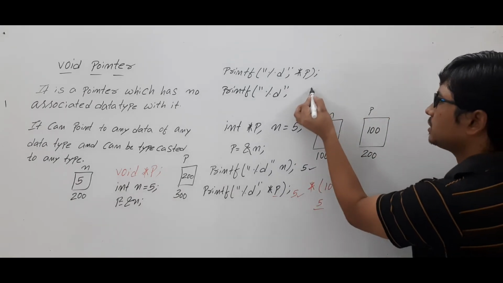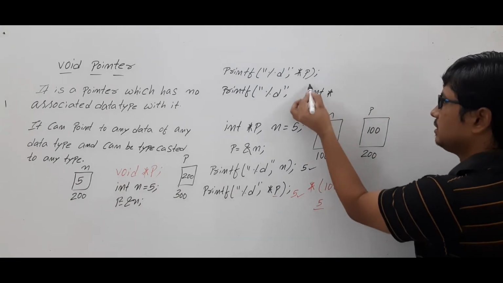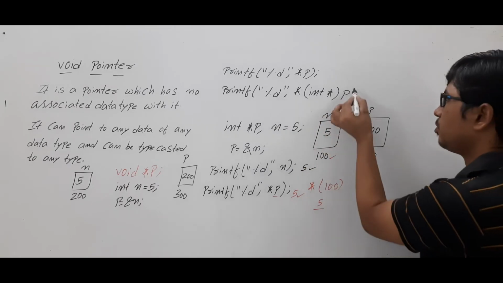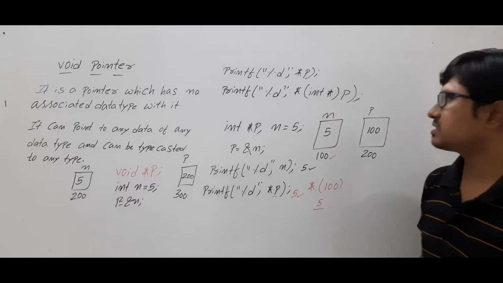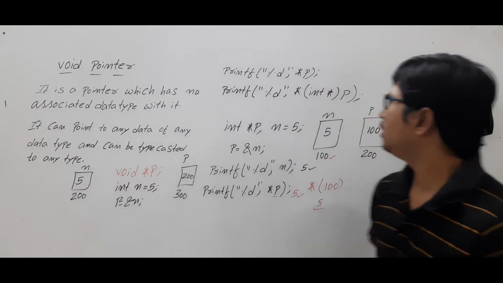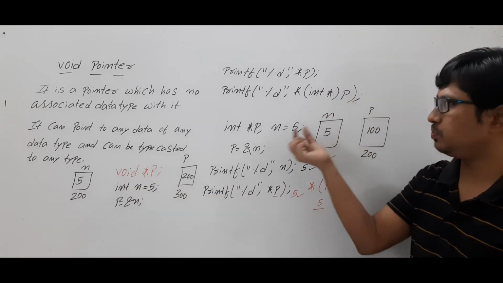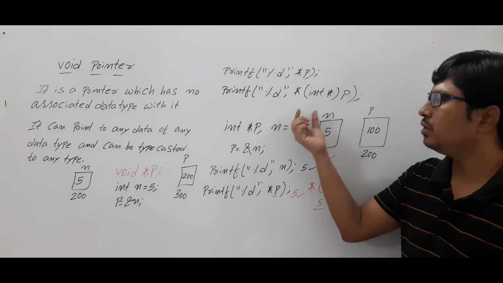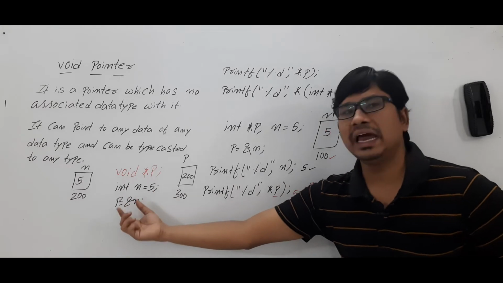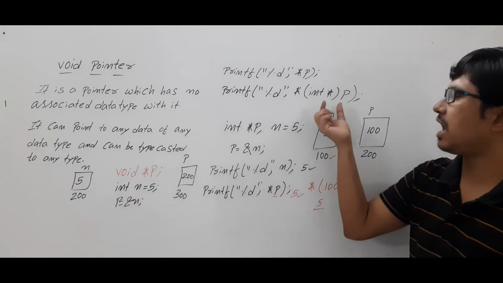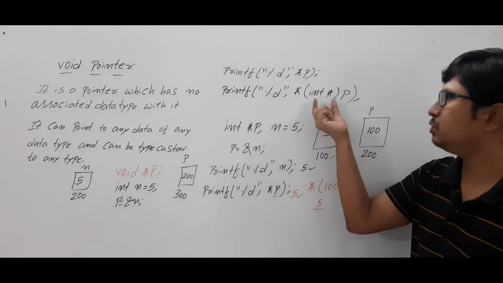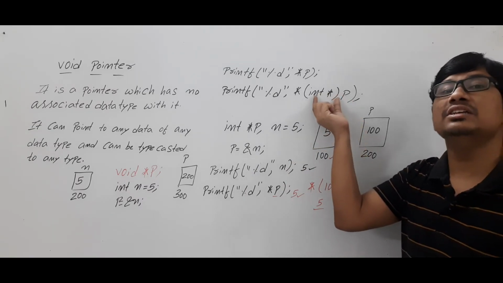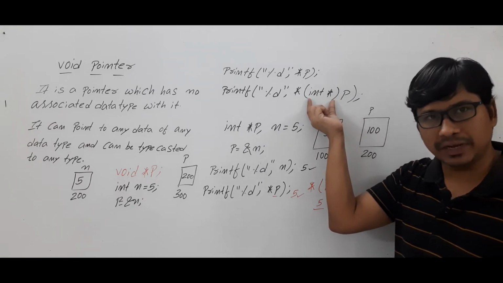Then I will do the typecasting and use the dereference operator to access the value of the variable n. Look here, the name of the pointer is p, and it is a void pointer. Now, which variable's address does it have? It has the integer variable's address. So you have to convert this p to an integer pointer. That's why I have done the typecasting.